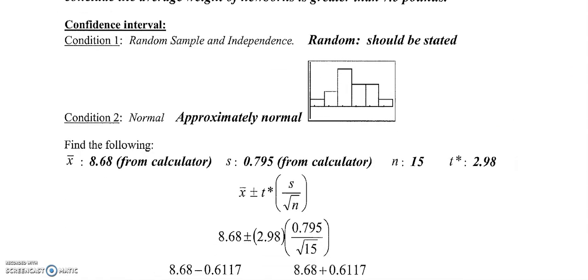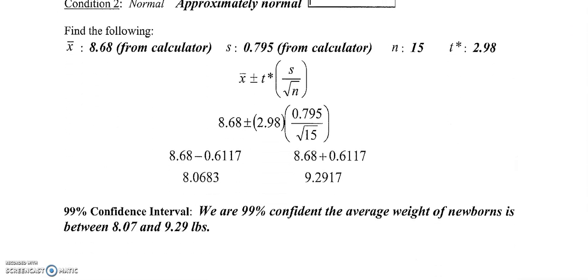Now, for the confidence interval, we passed our conditions. The formula for the confidence interval for a t interval would be x bar plus or minus t star. T star is what we got from the t table, times your SE. So it would be 8.68 plus or minus that t star, which you got from the table, 2.98, and then times your SE, which we solved earlier. We do minus and plus, and we get 8.0683, and then 9.2917. So we can say we are 99% confident the average weight of newborns is between 8.07 and 9.29 pounds.